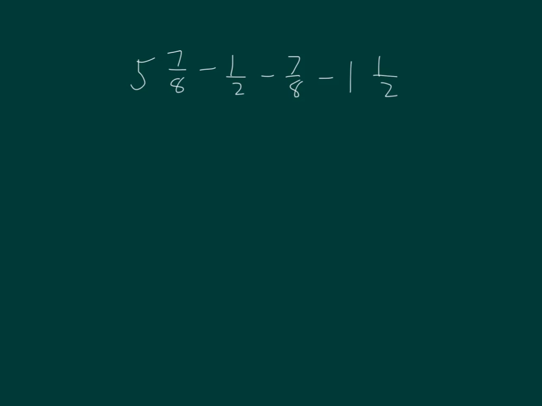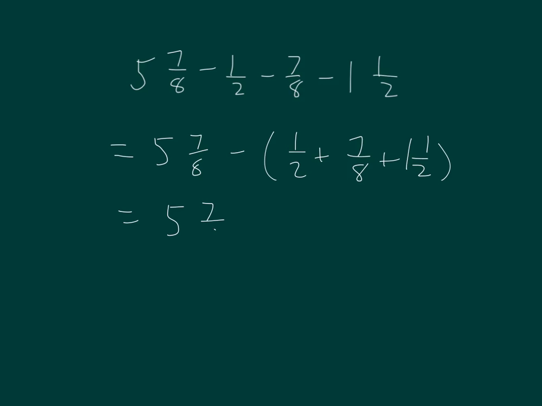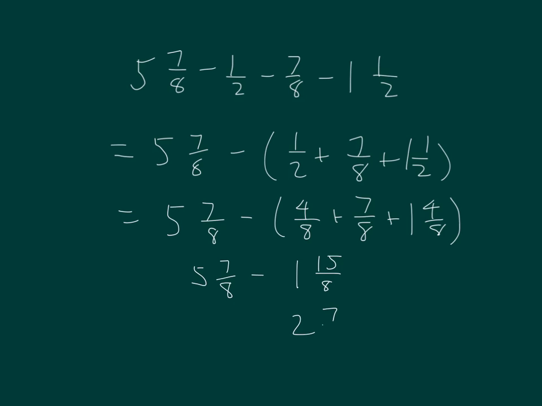Here I have the same problem, and let me solve it a different way. This does equal 5 7/8 minus a half plus 7/8 plus 1 1/2. I can make these all into eighths. Rename them. 4/8 plus 7/8 plus 1 4/8 is equal to 1 15/8, which also is equal to 2 7/8. So I have 5 7/8 minus 2 7/8, which is equal to 3.